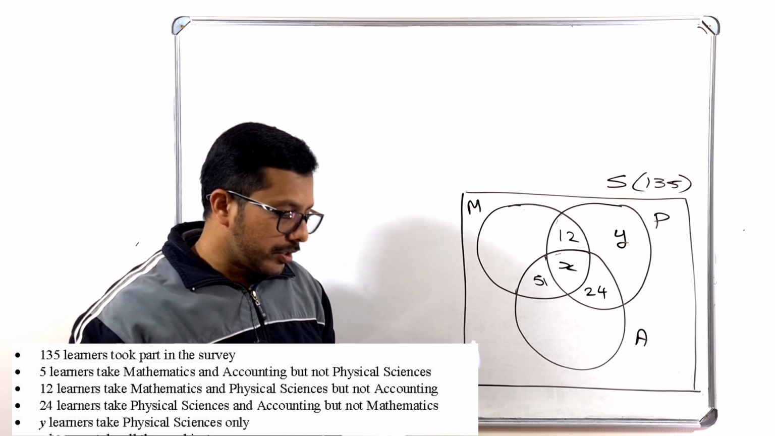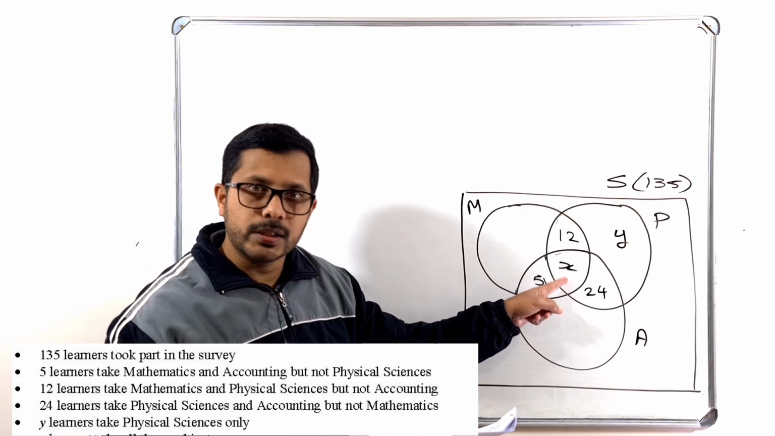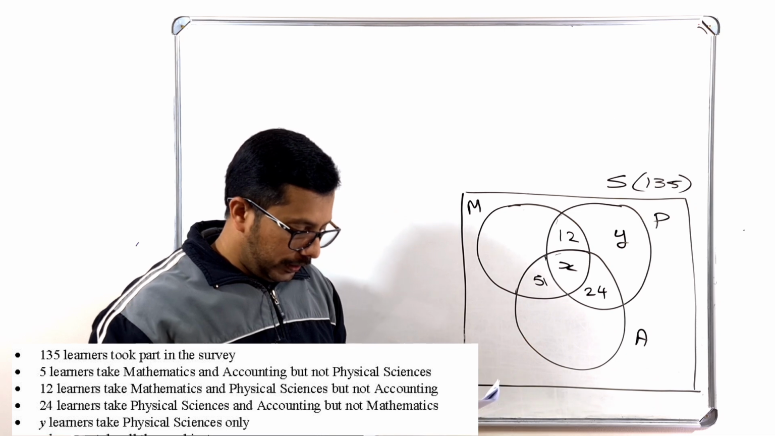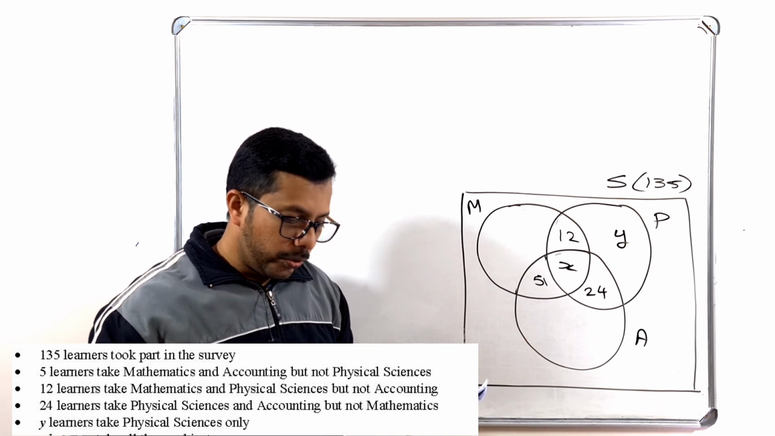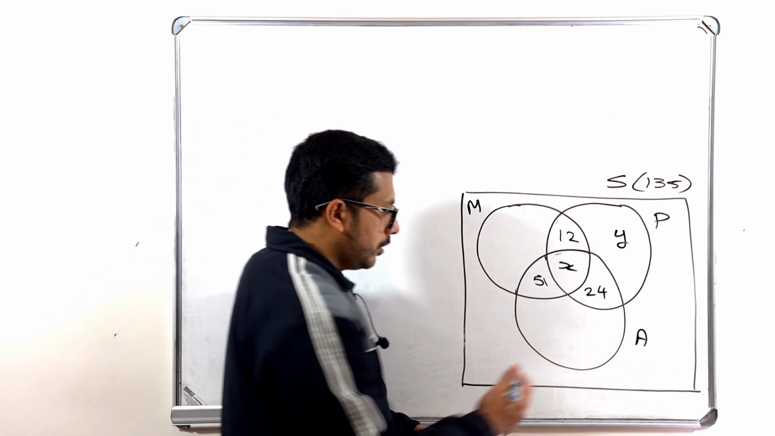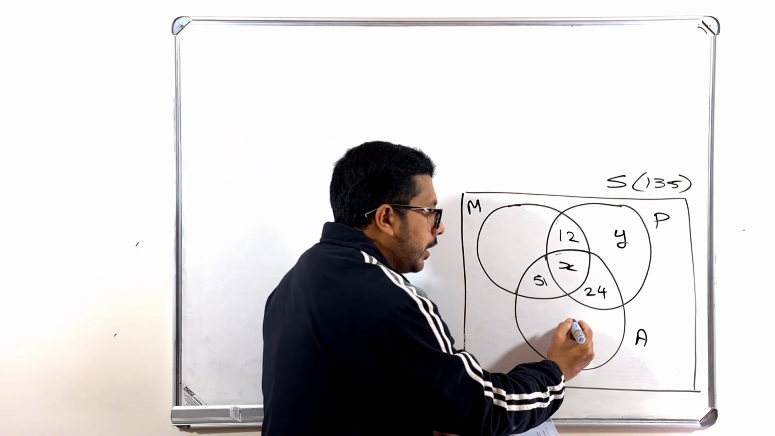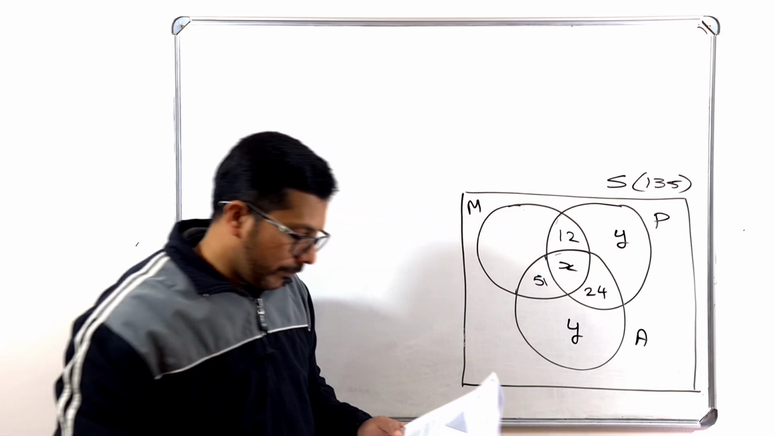Then X learners take all the 3 subjects. We already marked that one. All the 3 subjects is this area. Y learners take accounting only, so accounting only is also Y. This is the area for only accounting, so that one is also Y.